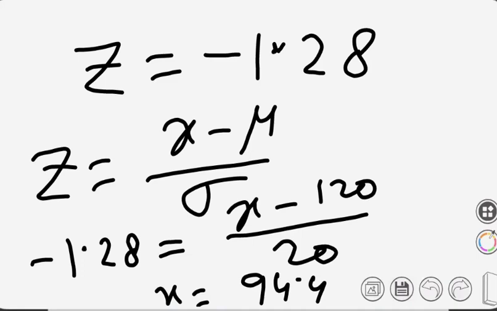Answer কি আছে? এই তো 94ই আছে দেখা যাচ্ছে। দেখো ওই সাইডে আনসার দেওয়া আছে 94. So all the bulbs to be replaced after 94.4 days. Okay?